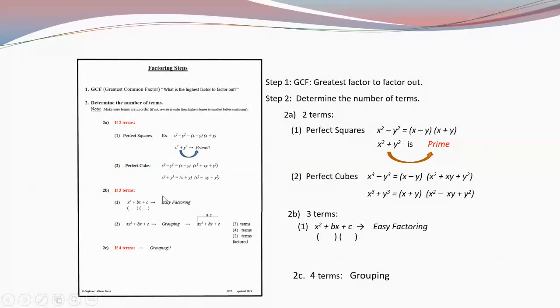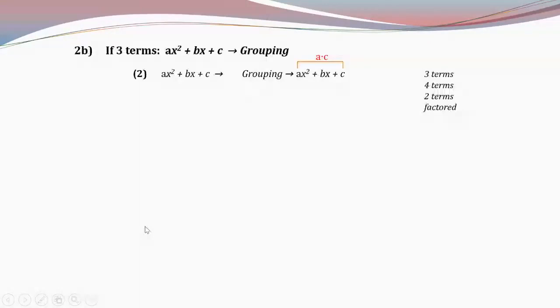Now, we're almost done here, okay? I mean, for the factoring part. Now we're going to factor in the form of ax squared plus bx plus c. It's called grouping. Grouping means that you're going to multiply the coefficient of the x squared term and the constant term, right? And then this here means 3 terms, 4 terms, 2 terms, and factor. This is what you follow, and this is also on the factoring steps.